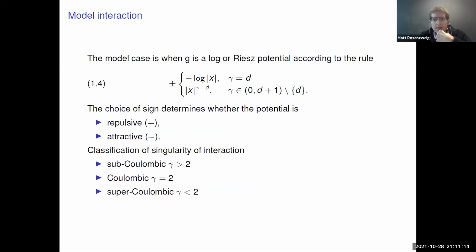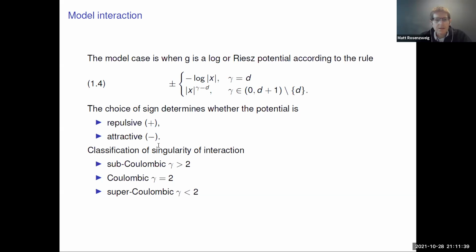The model case, though, I think that you should keep in mind when you're thinking about this potential G is that it's a log or Riesz potential according to the following rule. So if gamma is d, that corresponds to a log potential, while if gamma is not equal to d, then I have this inverse power right here. And again, you could have a choice of sign. This would determine whether the potential is repulsive or attractive.